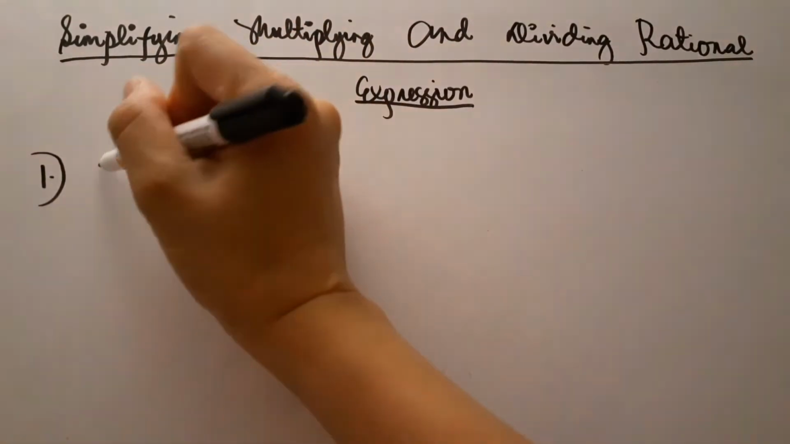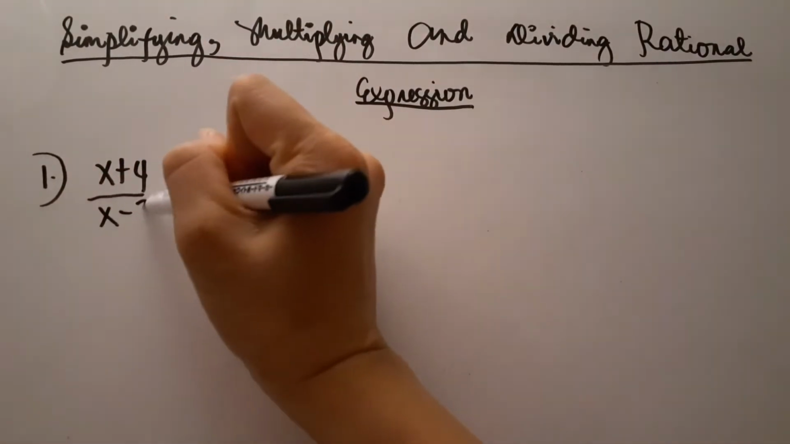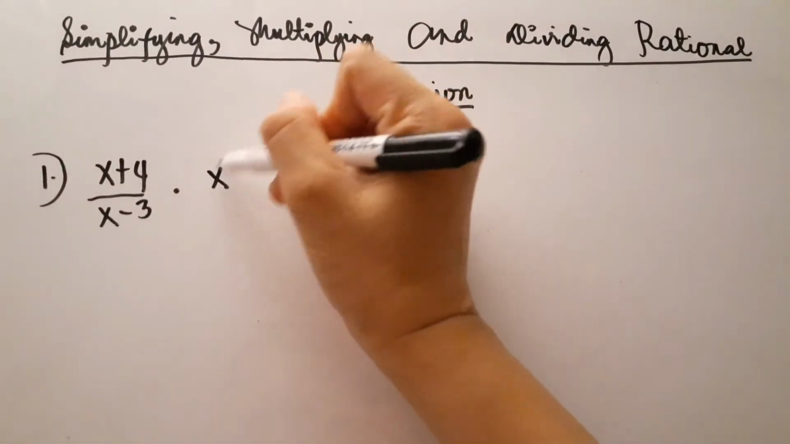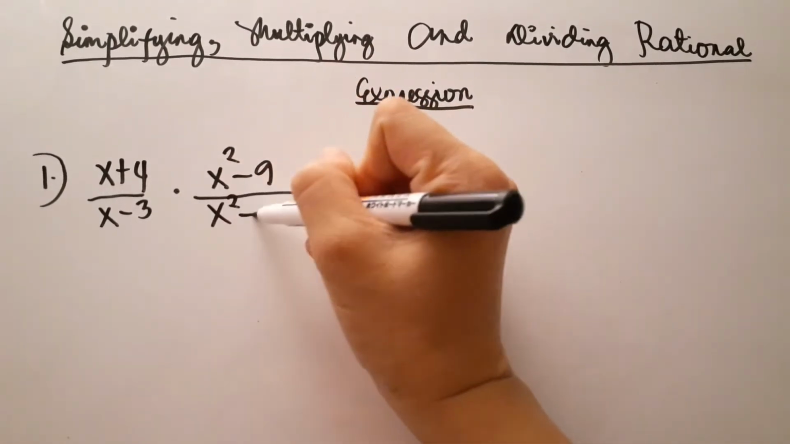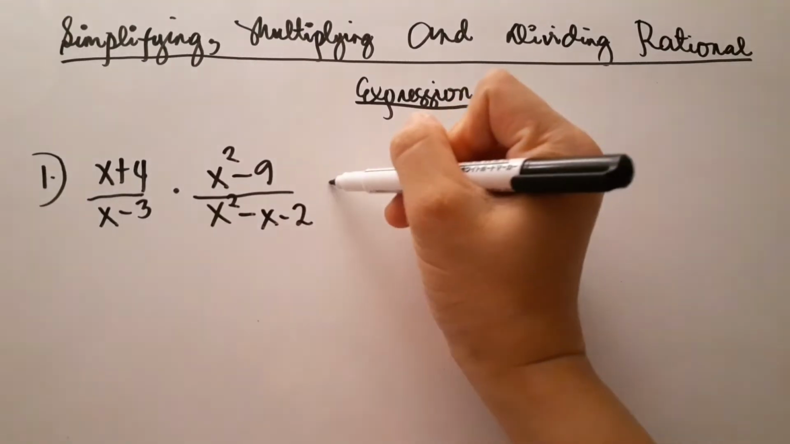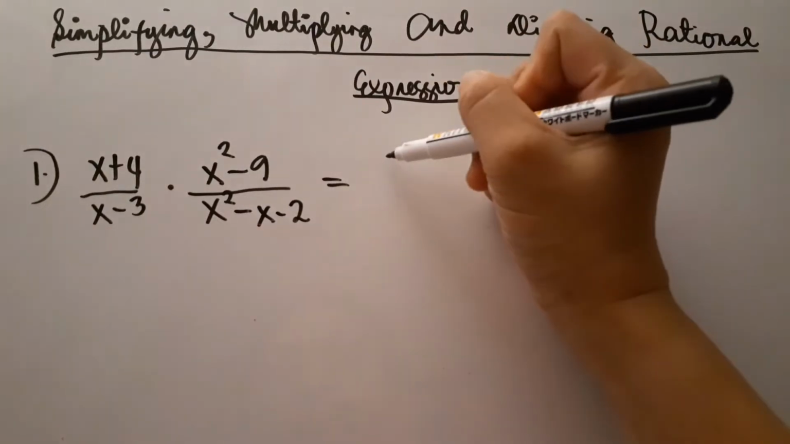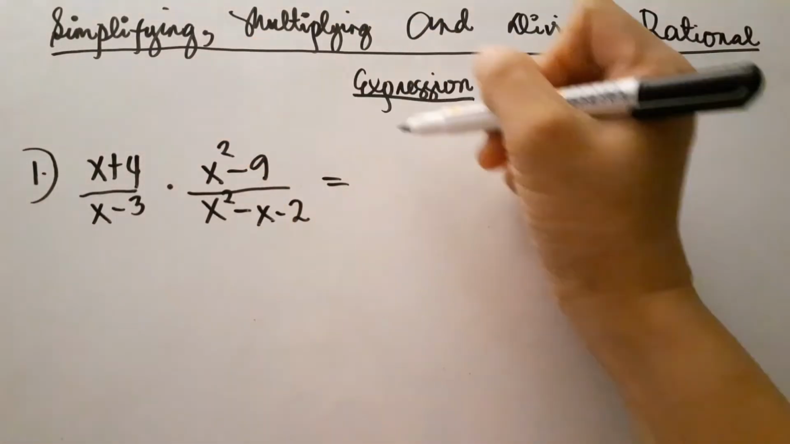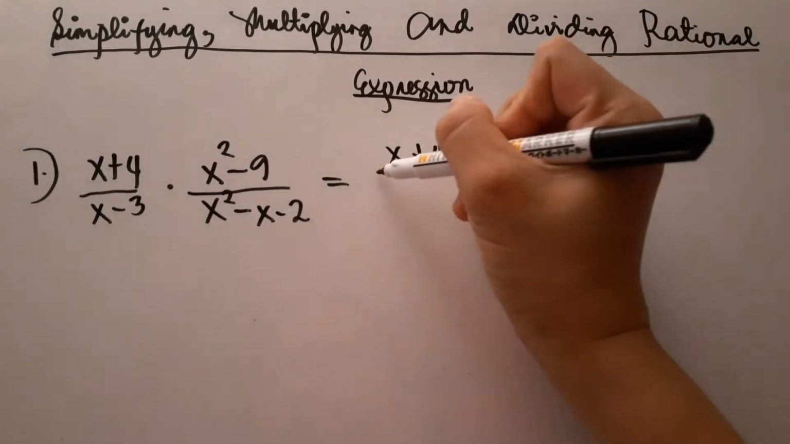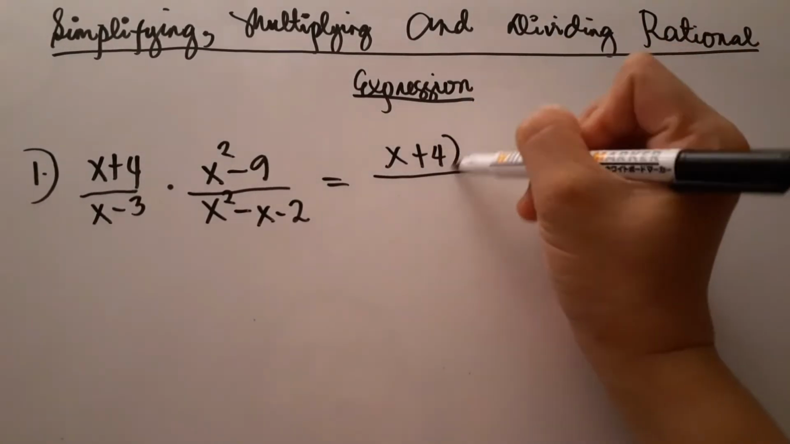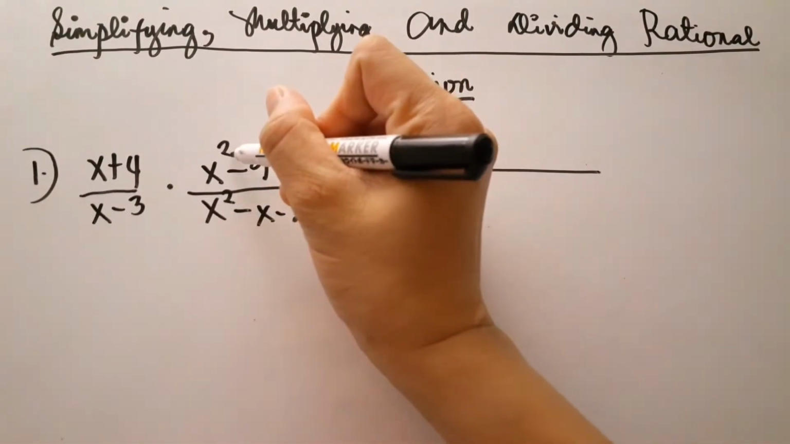Simplifying, multiplying, and dividing rational expressions. Remember, our last video was on multiplying and dividing polynomials, and this is different because in rationals we can have a numerator and denominator like fractions, but with polynomials. Before we multiply, note that in multiplying we can multiply each numerator and multiply each denominator.